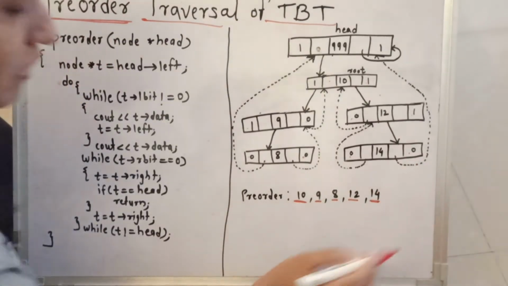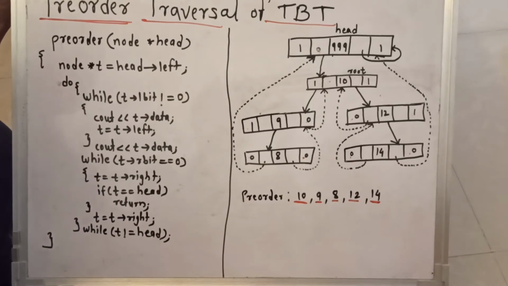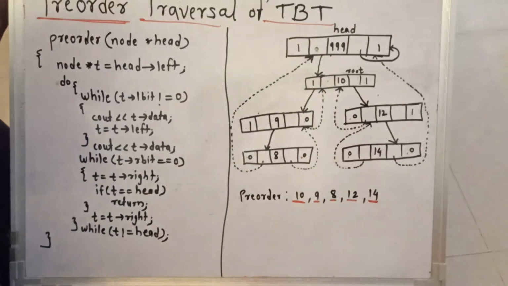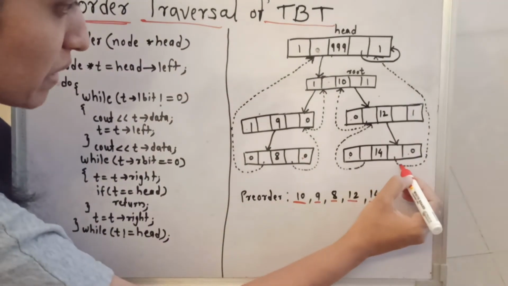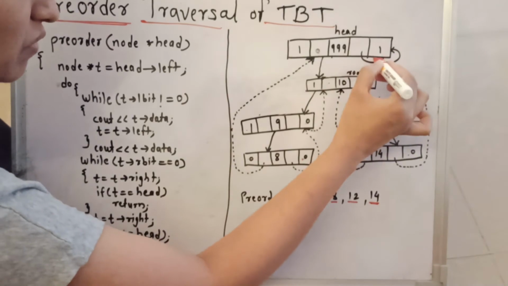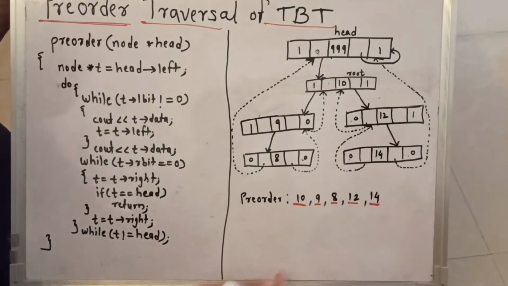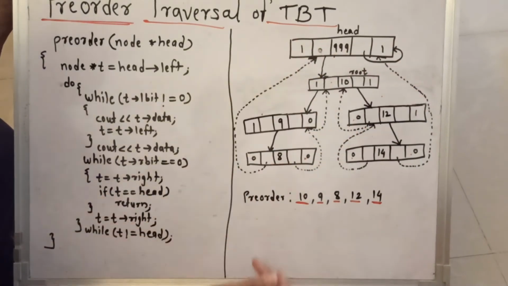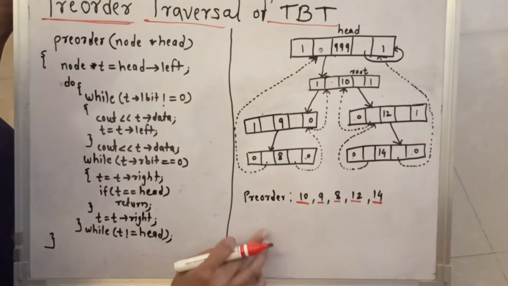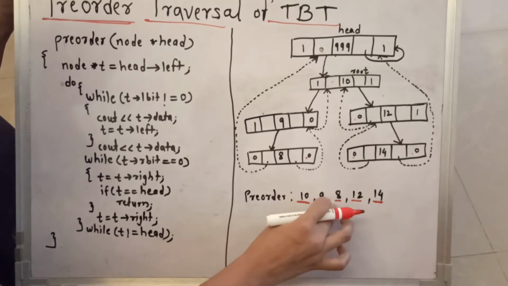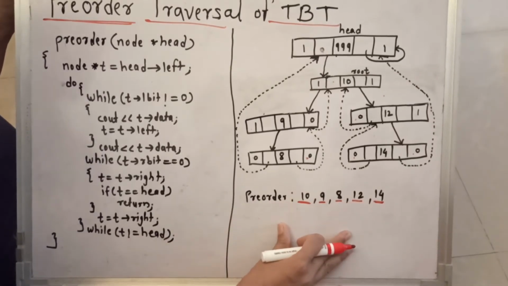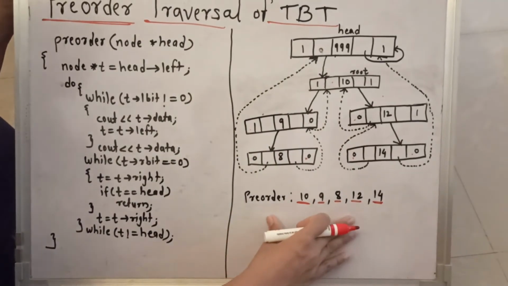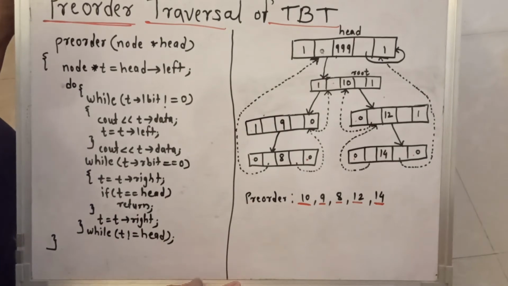We will check the R bit field here. The R bit field is equal to 0. That means again no right child is present. So this is the rightmost node in the tree here. And if we follow this backtracking right thread here, we will come back to the head node. Whenever the rightmost thread comes back to the head node, that means we have to stop here. That means all nodes are over in the tree and we get the output 10, 9, 8, 12 and 14. That means the output is correct. So this is the pre-order traversal of a TBT. In this way we have to follow the pre-order traversal technique.